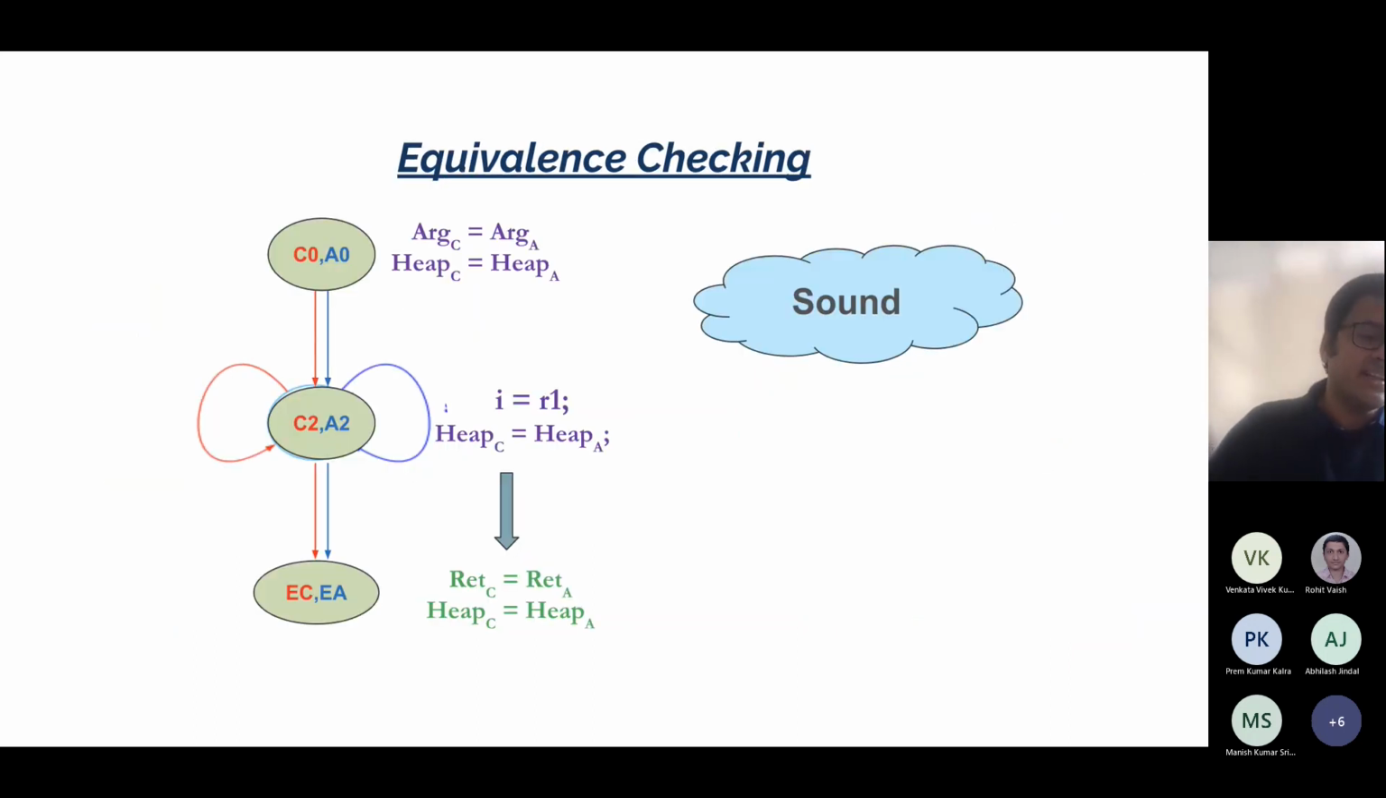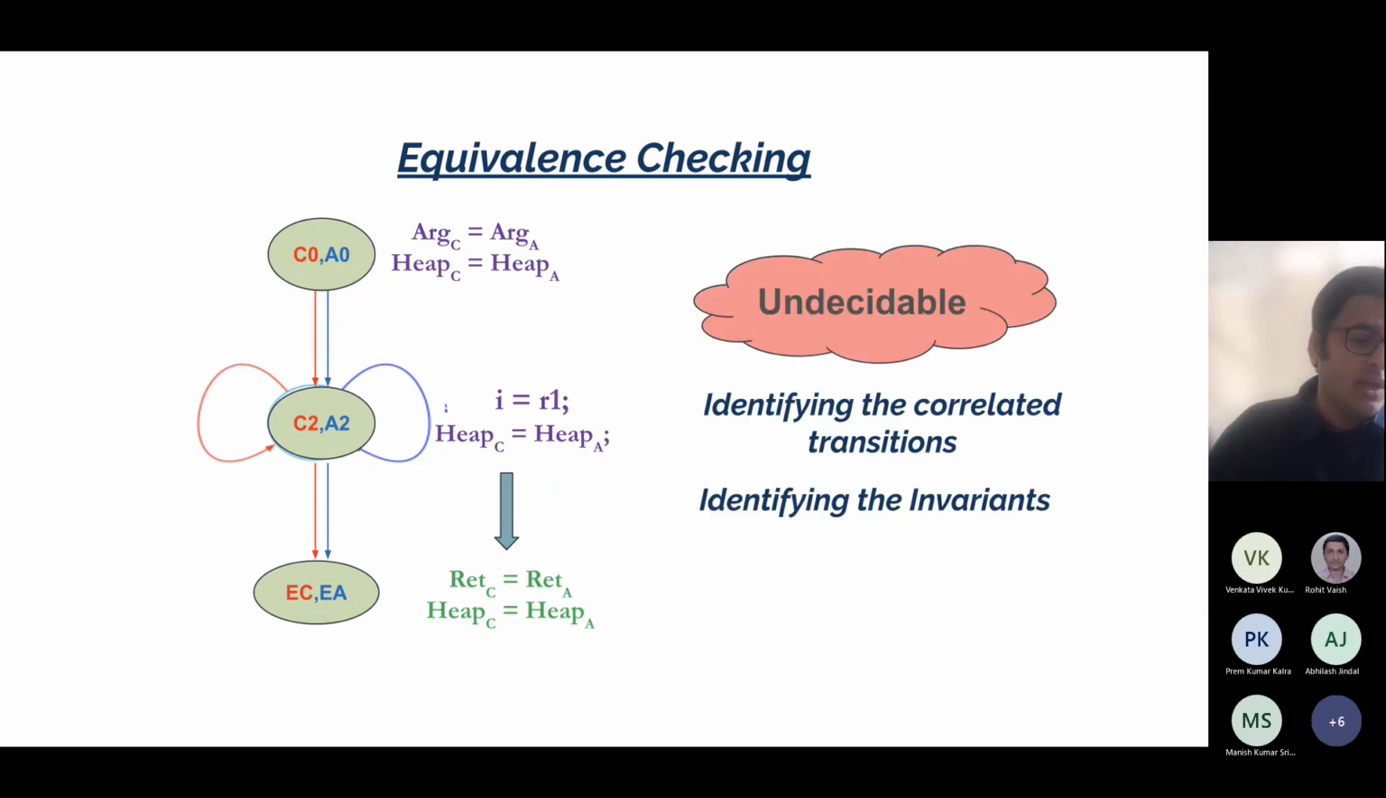In the translation validation setting, the equivalence checker must be sound, as we already discussed. We have called this the property of zero false positives also. On the other hand, the problem of identifying the core transitions and required invariants for complex compiler transformations is undecidable in general in Turing's model of computation with infinite tape. And so completeness may not always be achievable. In other words, there will always be some negatives where we may not be able to find a proof even when the programs were actually equivalent. So there will always be some false negatives.